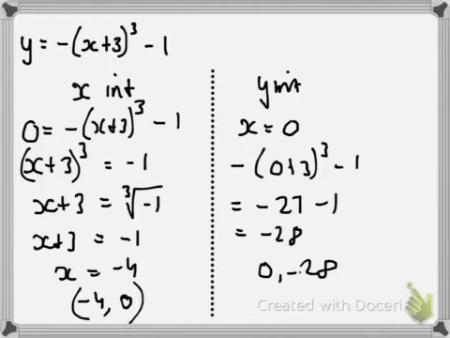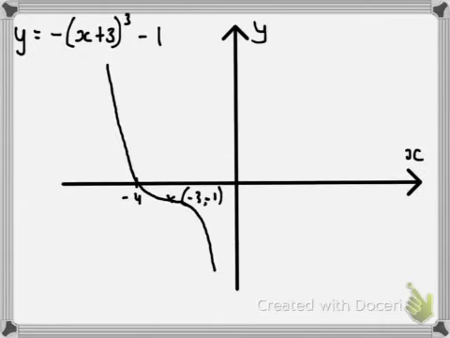Let's have a go now at drawing the graph. Okay, so I've drawn the graph now. We've got our x-intercept at negative 4, our point of inflection there at negative 3, negative 1. Our y-intercept is way down here at negative 27, so I haven't bothered to draw that because I wanted to draw it to scale as much as possible, and 0, negative 27 is going to be a fair way south of there, so it's down there. But anyway, there's the graph of negative x plus 3 cubed take 1.